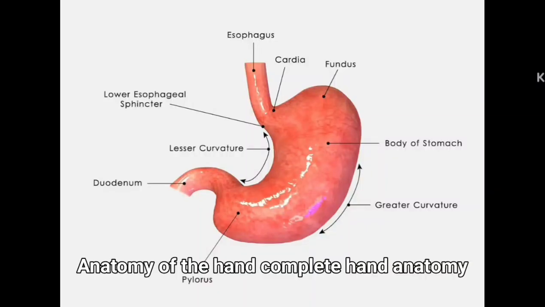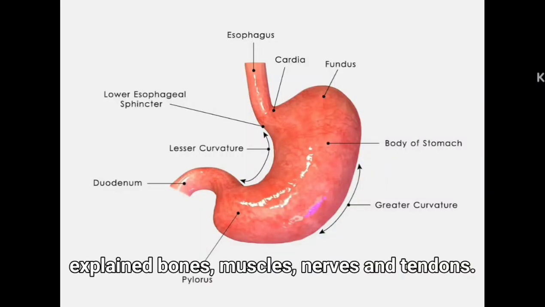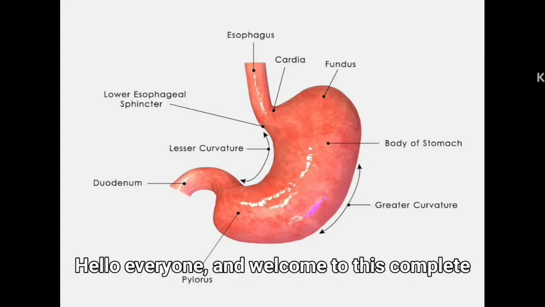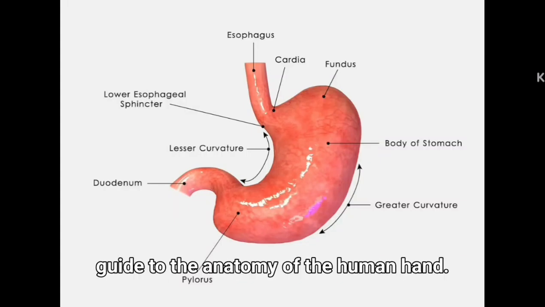Anatomy of the hand. Complete hand anatomy explained. Bones, muscles, nerves and tendons. Hello everyone, and welcome to this complete guide to the anatomy of the human hand.